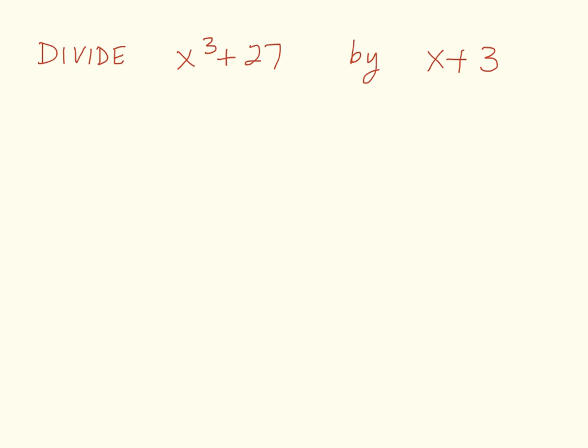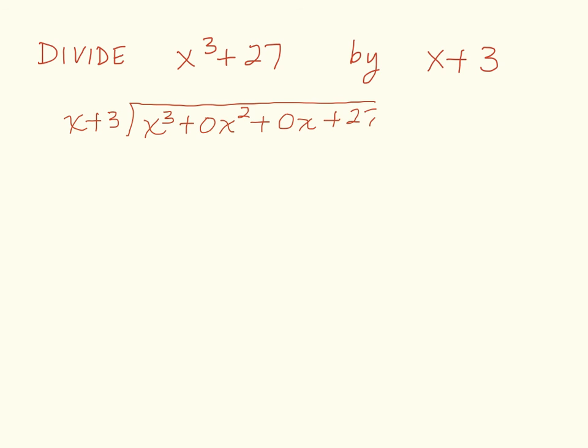Here's one more. All right, we're dividing x cubed plus 27 by x plus 3. We have to use long division because x plus 3 is not a monomial. So x plus 3 divided into this, but we have some missing terms that we have to insert. X to the third. What else do we have to insert? 0x squared. What else? 0x. And then the constant is 27.